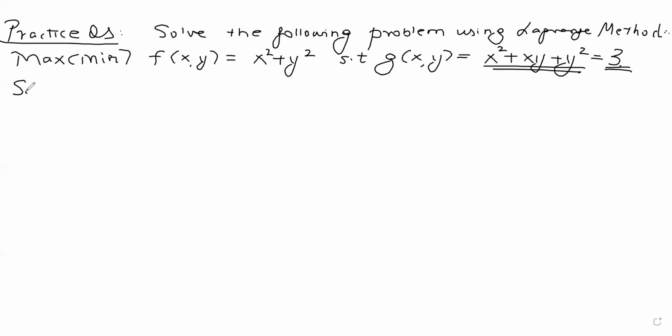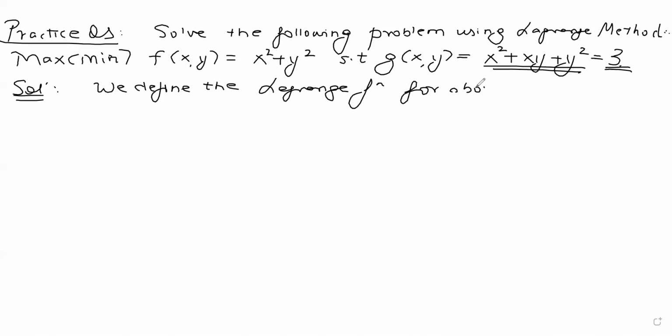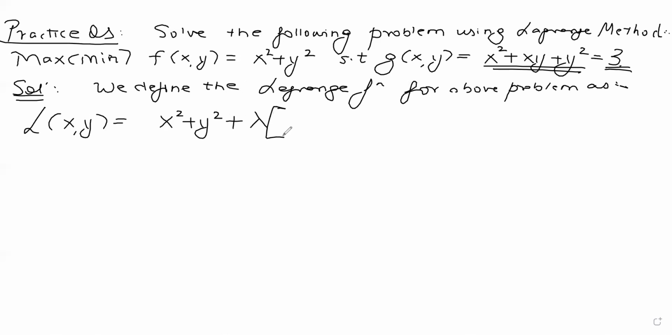Okay, so quickly we can define the Lagrangian. We define the Lagrange function for the above problem as L of xy equals f of xy, which is x square plus y square, plus lambda times the constant, which is 3, minus g of xy, which is x square plus xy plus y square.